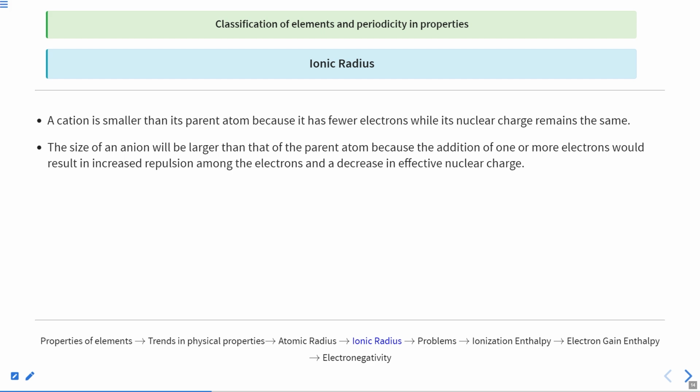So how do we form an anion? We form an anion by putting one electron inside it.